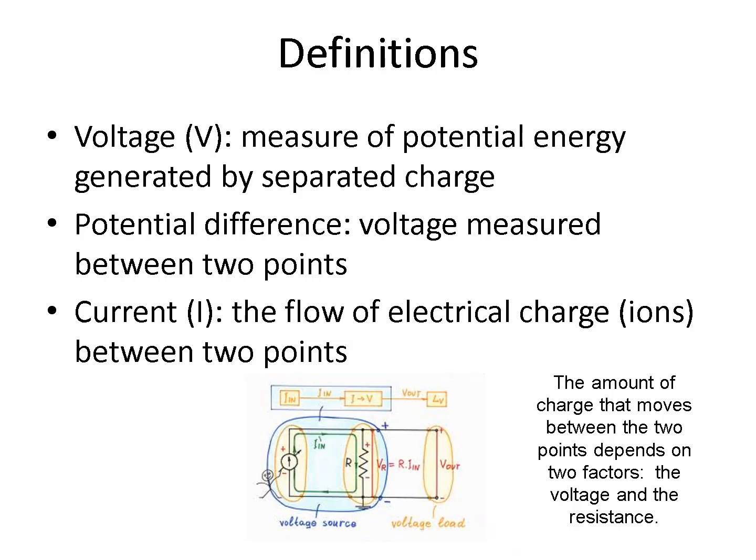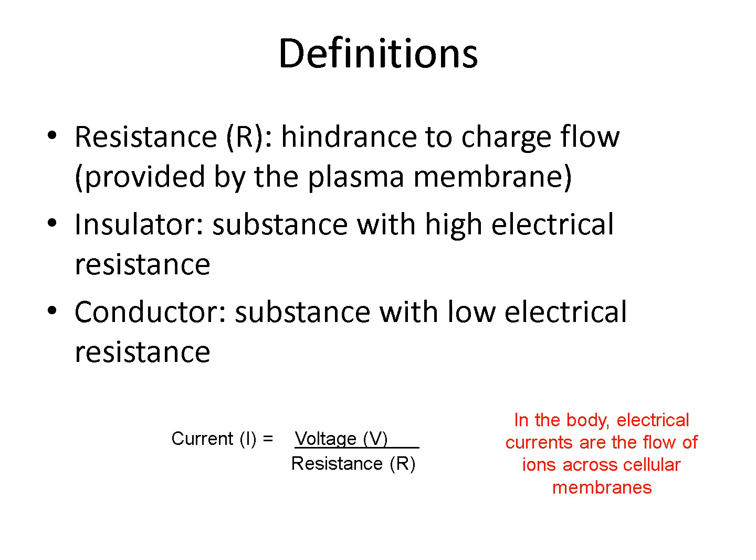The flow of electrical charge from one point to another is called a current, and it can be used to do work, for example, power a flashlight or iPad. The amount of charge that moves between the 2 points depends on two factors, the voltage and the resistance. Resistance is the hindrance of charge flow caused by the substances or materials through which the charge must pass. Substances with high electrical resistance are called insulators, those with low resistance are called conductors. In the case of living cells such as neurons, the hindrance to flow of charge is the plasma membrane or axolemma.